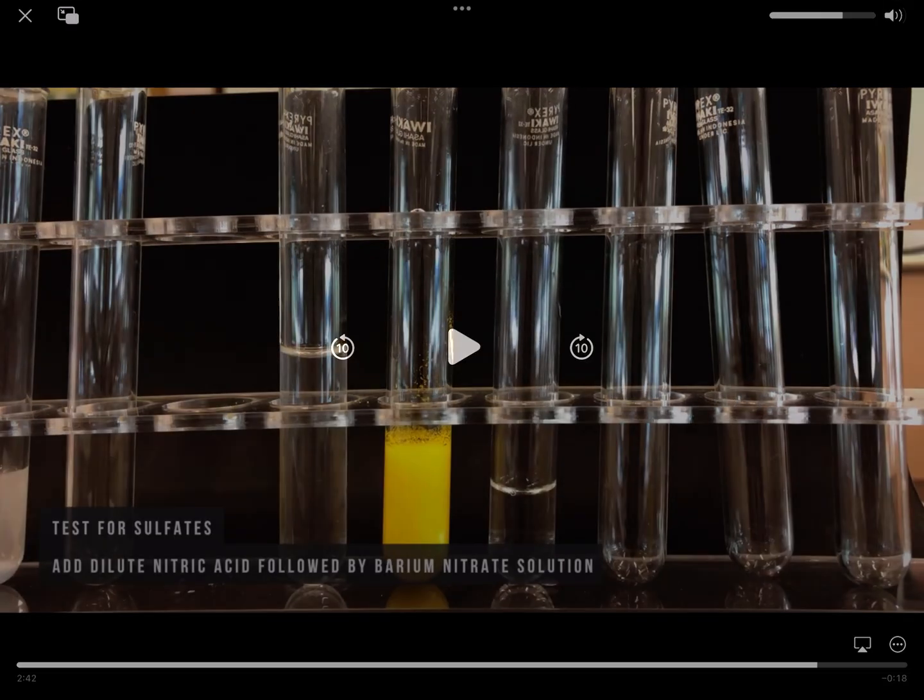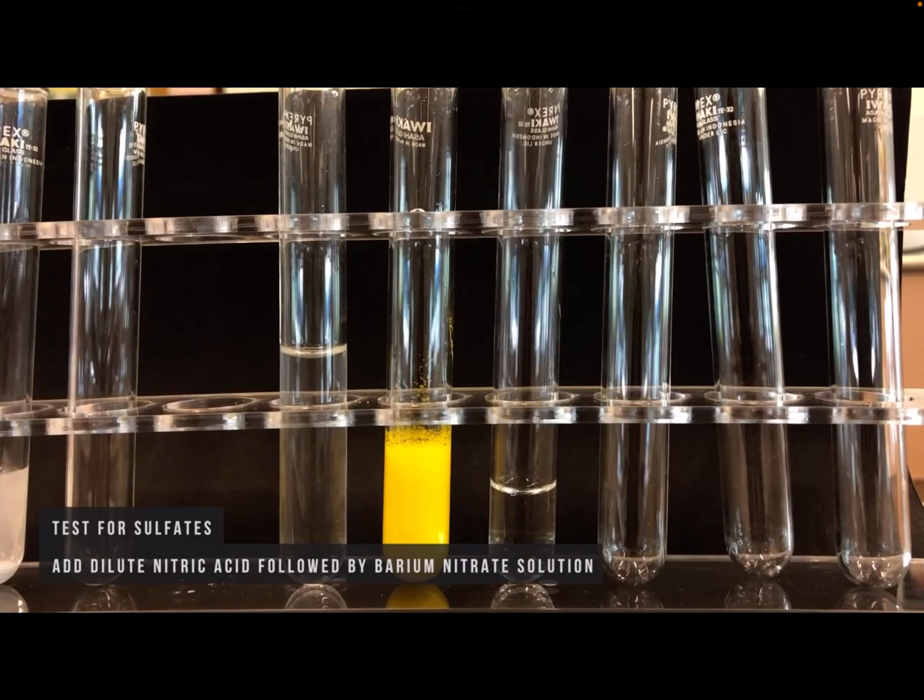Sulfate, this one is in your syllabus. You add dilute nitric acid followed by barium nitrate. You will get a white precipitate for this one.